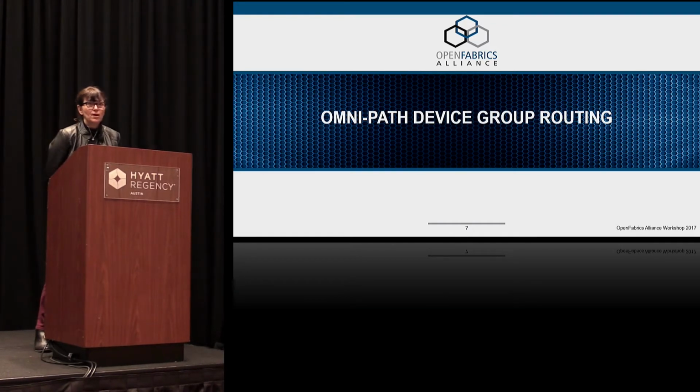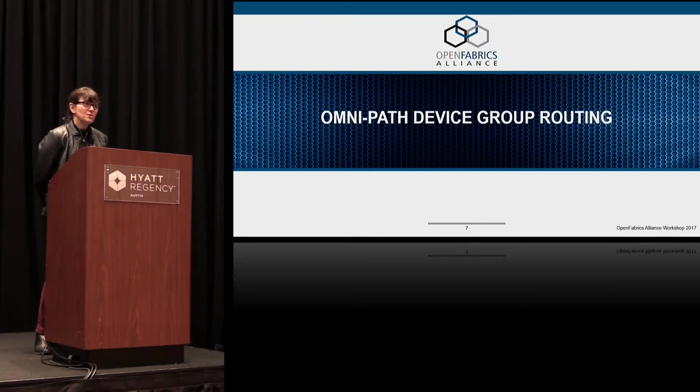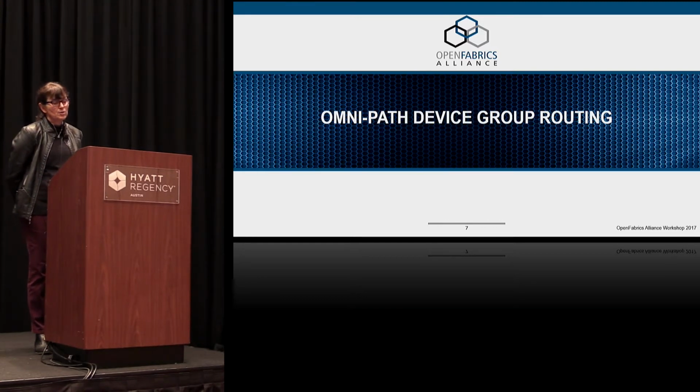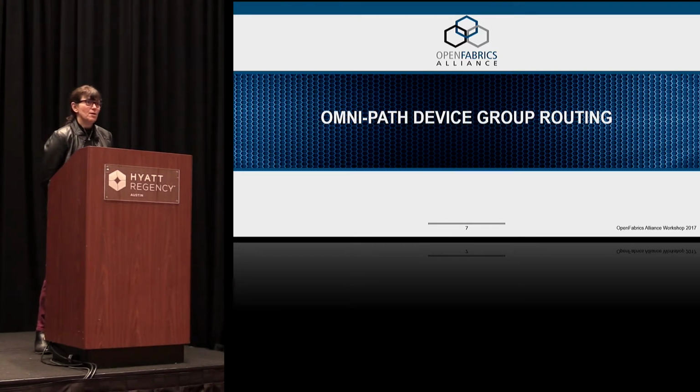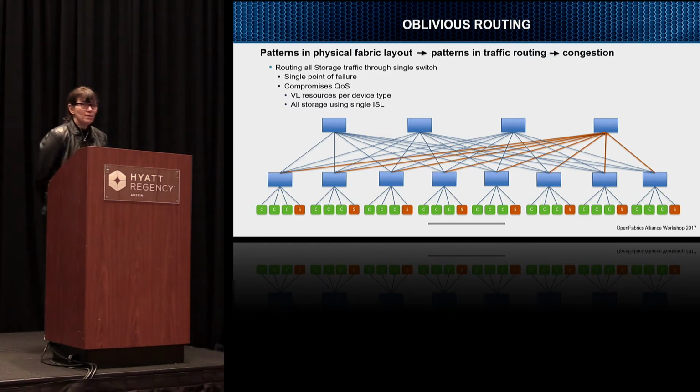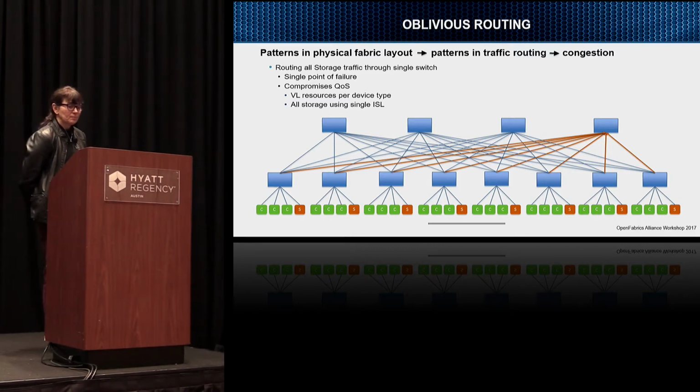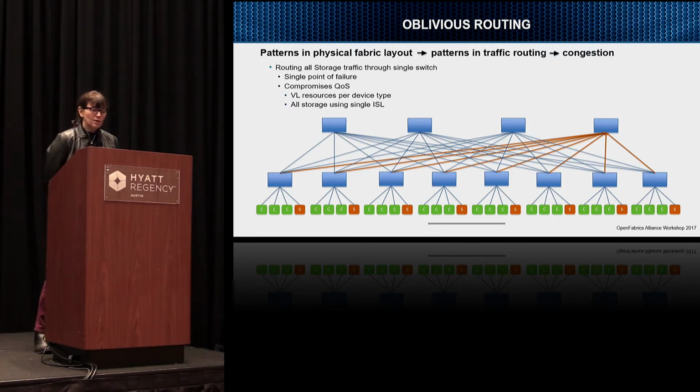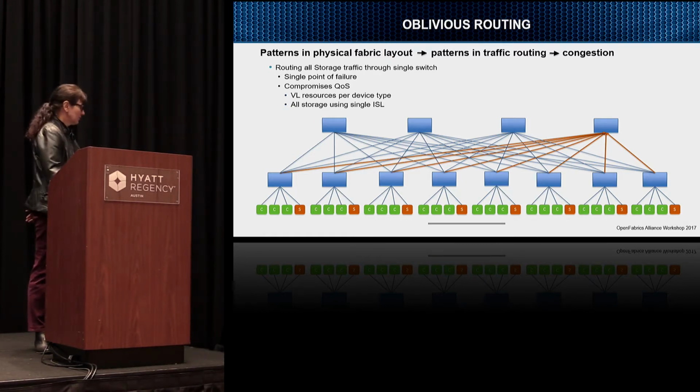We have something called device group routing in Omni-Path, and what device group routing does is it ensures path diversity within a certain device type. So why would we need this type of routing? Certain patterns in a fabric can lead to patterns in your routing, and this can cause an issue with performance. For instance, in this kind of contrived example we have here, we have compute nodes on the bottom there that are in green, and we have storage in orange, right?